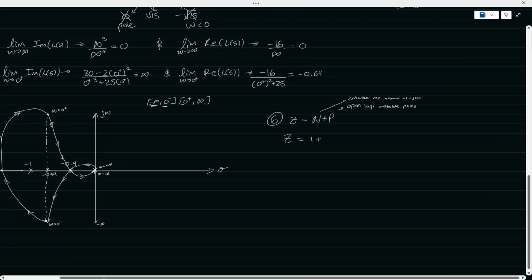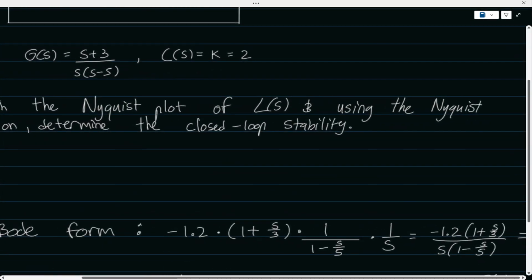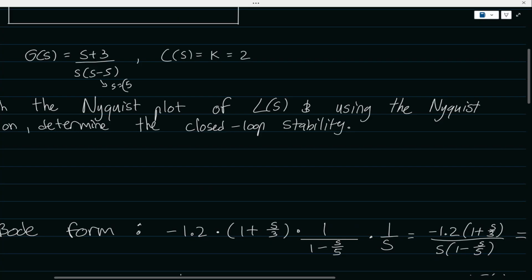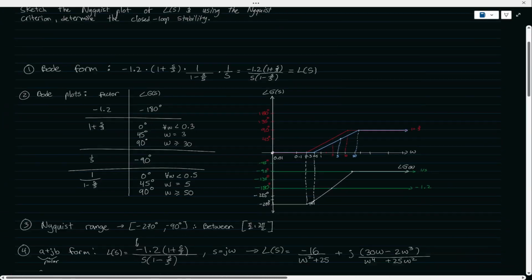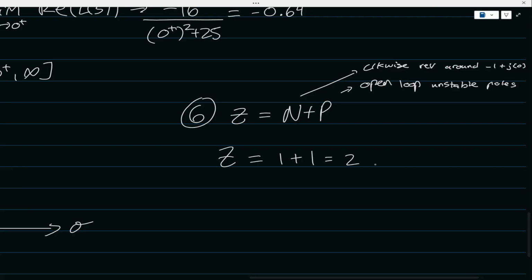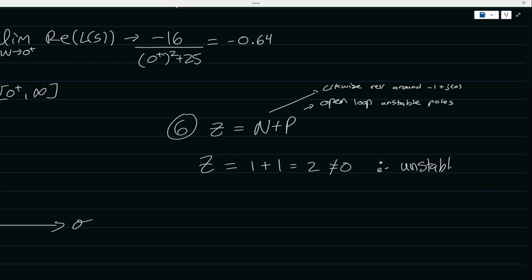N is the number of clockwise revolutions around the point -1 over here, and j0, and we see that we do one clockwise revolution. If we did a counterclockwise revolution, then it would be -1. But because we have one clockwise revolution around this point, n equals 1. And from the open loop transfer function, we have the pole right here, s minus 5. The pole is at 5. So s equals 5 is a pole. This is unstable because it's on the right side of the imaginary axis. And so we have one unstable pole. Now 1 plus 1 is equal to 2, which does not equal 0. So by the Nyquist criterion, we know that the closed loop transfer function is unstable. Just leave it like this.